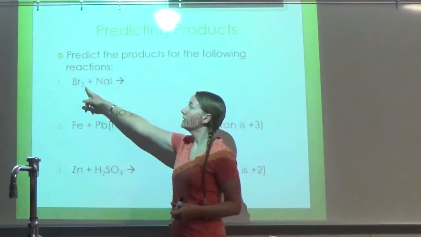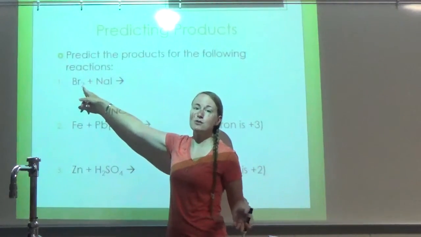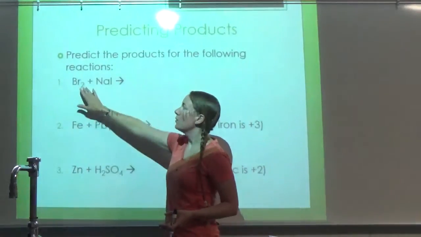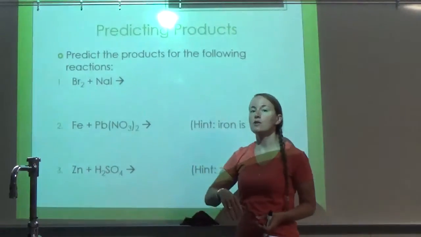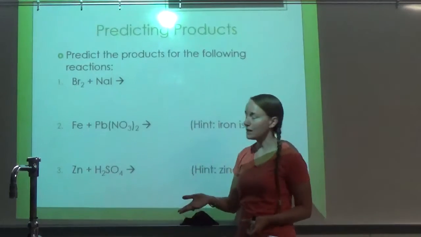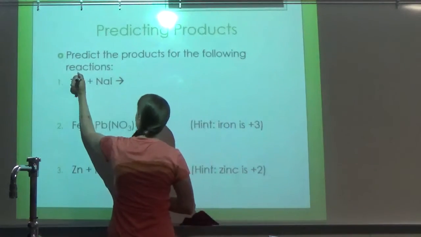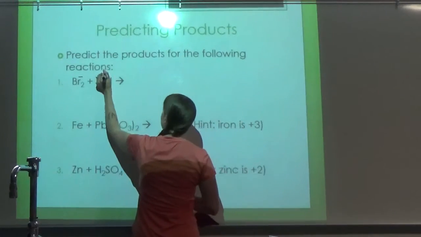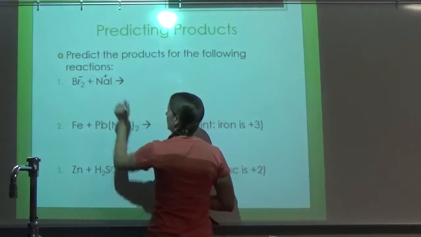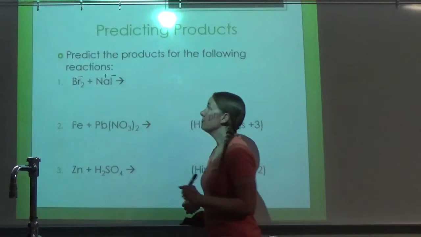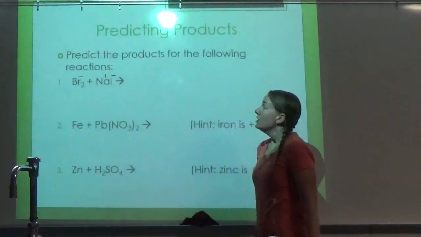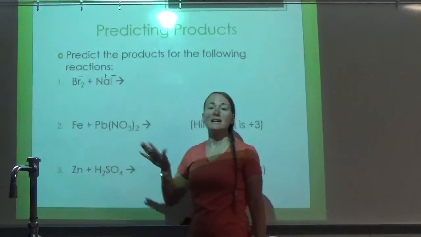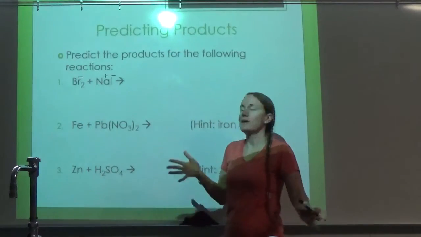Like Br2, when it's a diatomic, it has no charge at that point. It's not made of ions, it's sharing electrons. But what we're going to do is we're going to write the charge of what it will be when it becomes an ion. So Br, of course, is -1 because it's in group 17. Na is +1 because it's in group 1. And iodine is -1 because it's in group 17. So what this means is Br has to bond with one of these because it's not going to be by itself anymore. It's tired of being by itself.